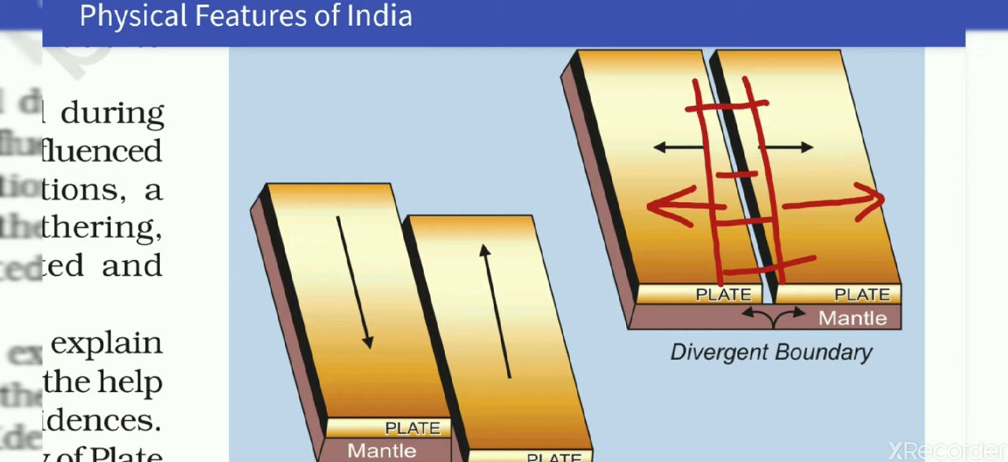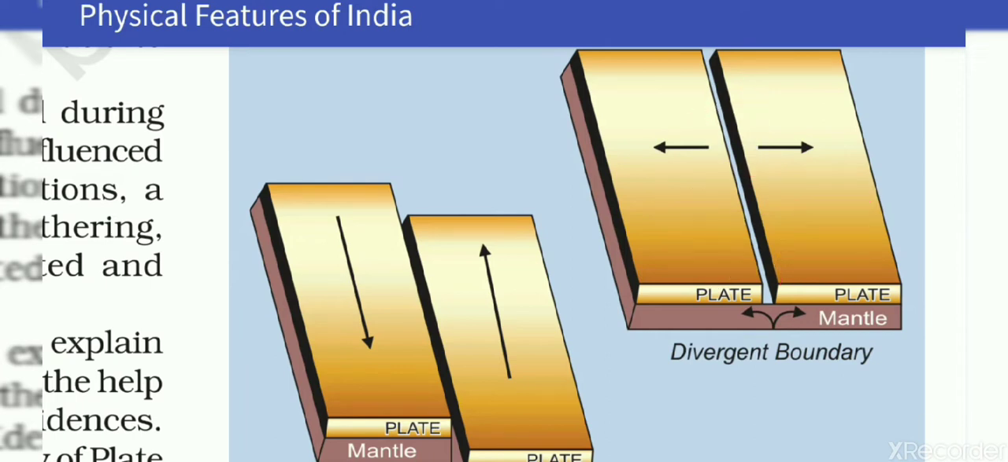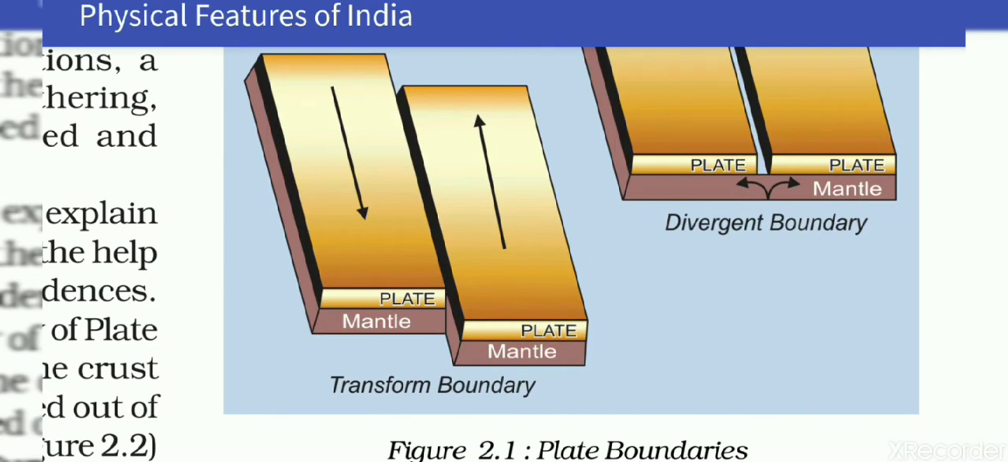Now what is the third one? The third one is transform movement. Actually, in transform movement, what happens? Two plates slide sideways. As you see, two plates are sliding sideways, and in this way they scrape and deform the rocks. It means the boundaries of these two plates are deformed and there is a scrape when they pass each other. So due to this movement also earthquakes take place.